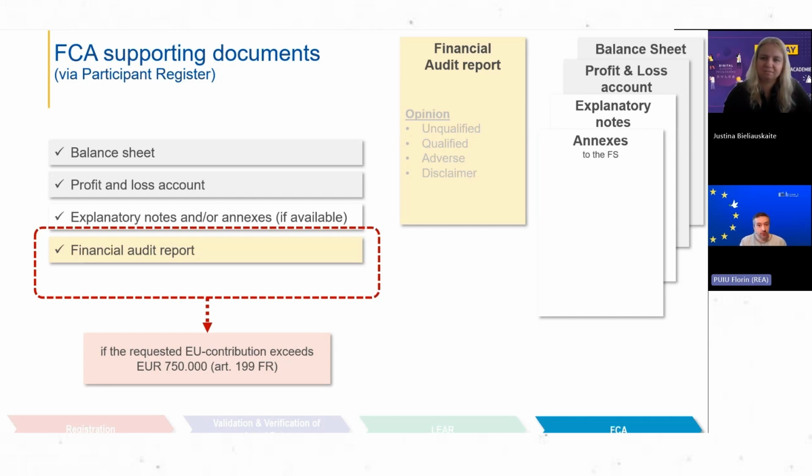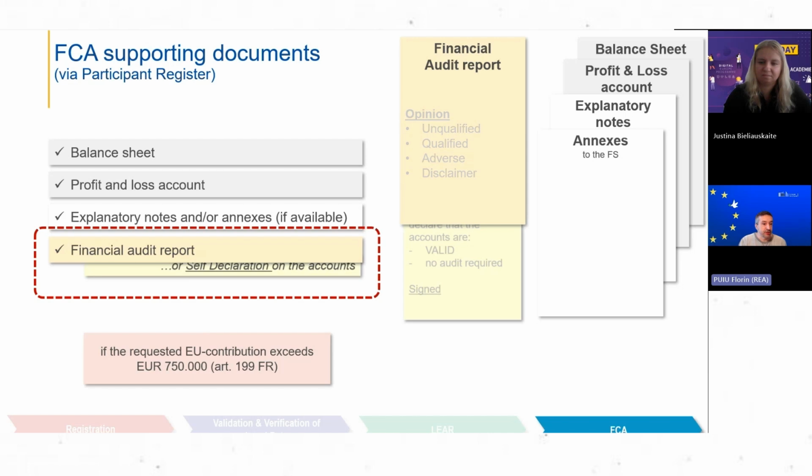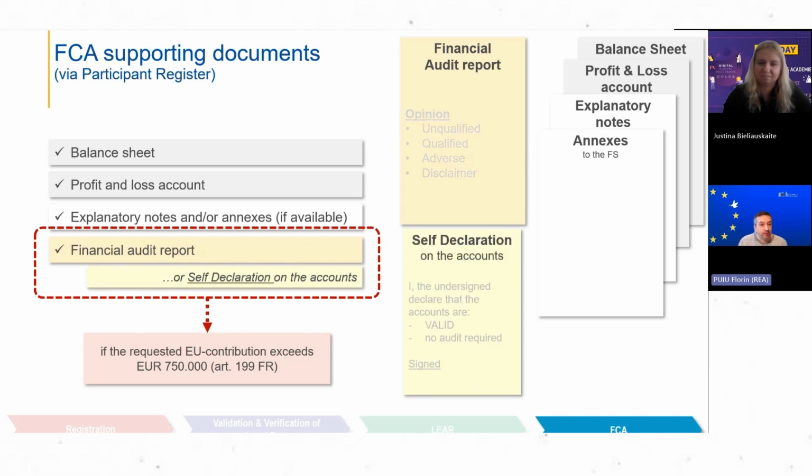So by now, you know that if your organization requested more than 750,000 euros, you will have to provide these financial audit reports. Let's suppose that your company is not big enough to be obliged to provide a financial audit report. In such a case, you'll be kindly asked to provide us a self-declaration on the accounts, by which you will declare that your accounts are valid and that no audit has been requested.